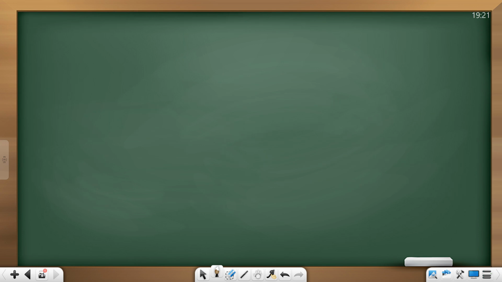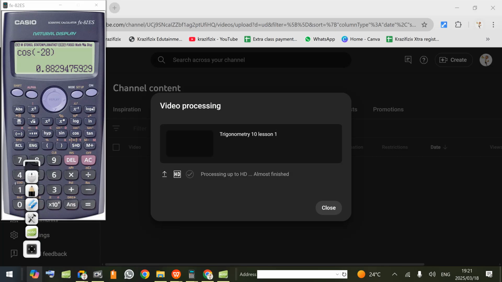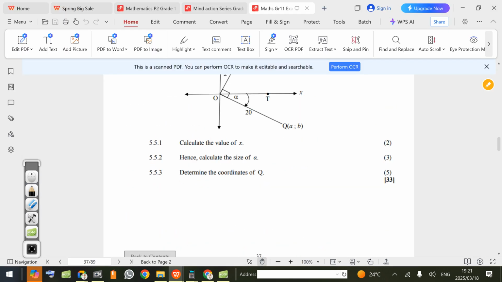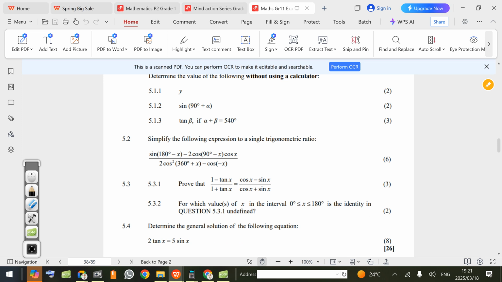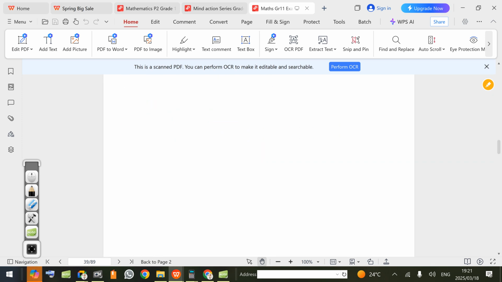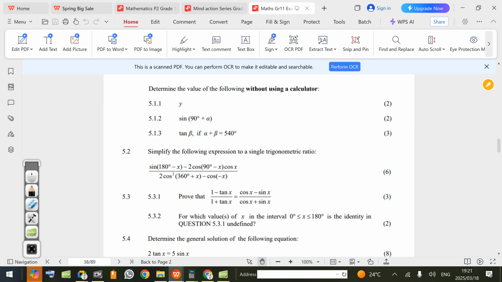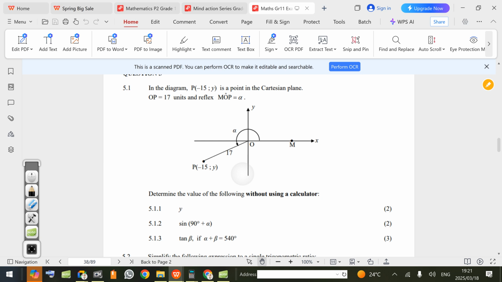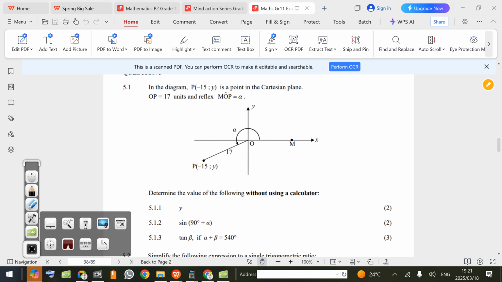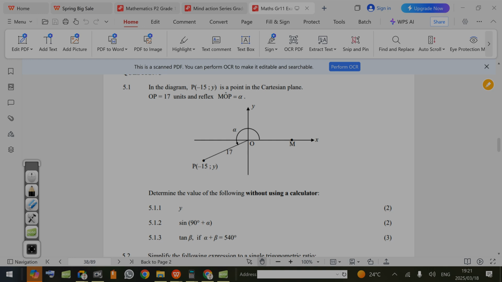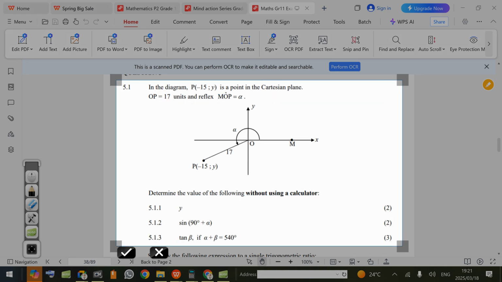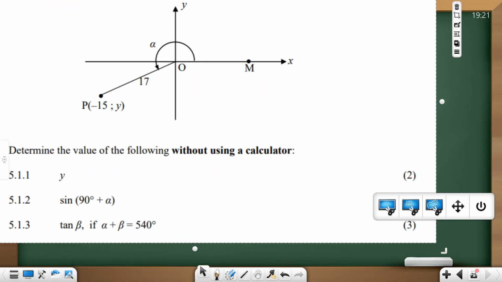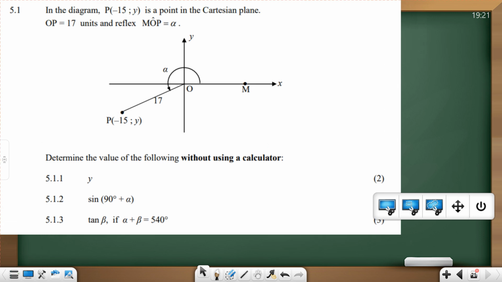All right, let's try 1 or 2 more questions. Let me see if there's any that doesn't require drawing for now. Okay, this one looks beautiful. I love this one. I want you to try this one on your own. There's no need to draw. It has been drawn for you. How would you interpret this?